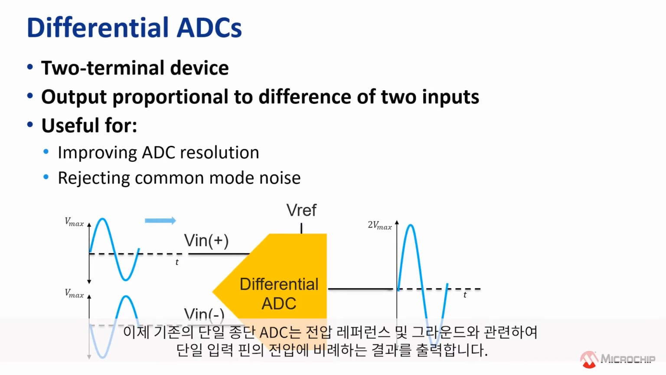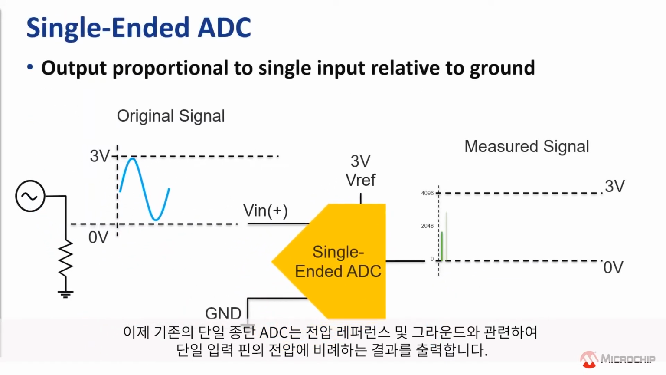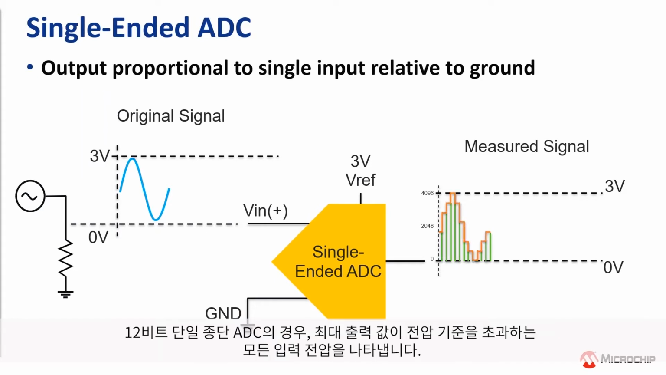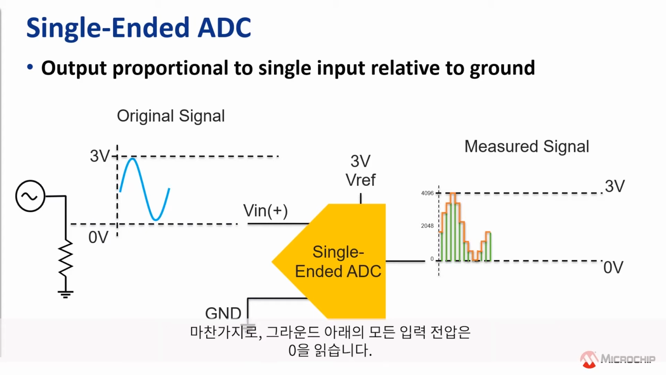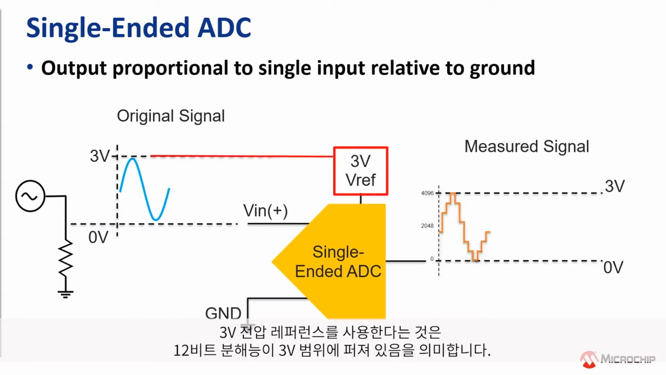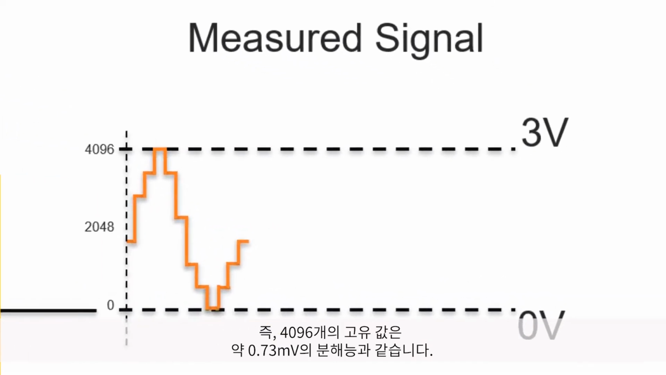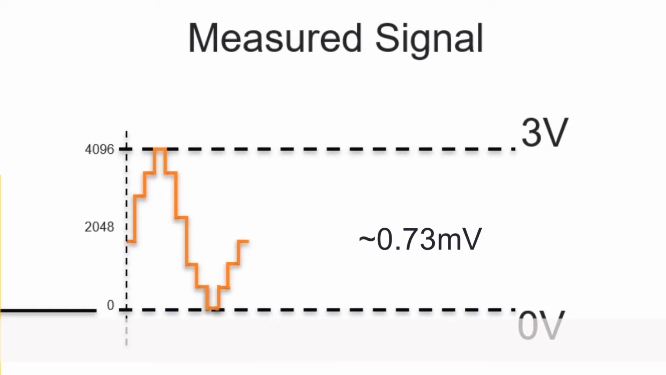Now, a traditional single-ended ADC will output a result proportional to the voltage on a single input pin relative to a voltage reference and ground. For a 12-bit single-ended ADC, this means the maximum output value will represent any input voltage above the voltage reference. Similarly, any input voltage below ground will read 0. Utilizing a 3-volt voltage reference means that those 12 bits of resolution are spread across the 3-volt range. In other words, our 4096 distinct values equates to a resolution of approximately 0.73 millivolts.